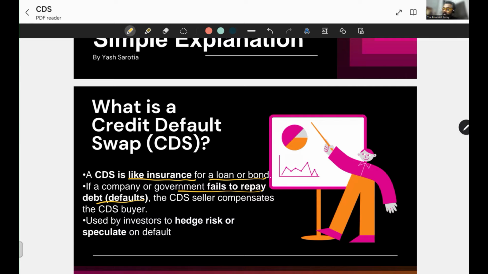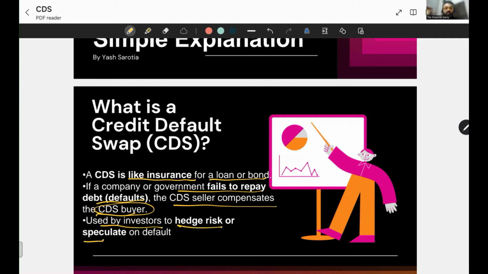Basically, I have explained the definition in 3 pointers. It's like an insurance. If a company or government fails to repay the debt, the CDS seller compensates the CDS buyer. It is used by investors to hedge risk or speculate. So what exactly am I trying to explain here?